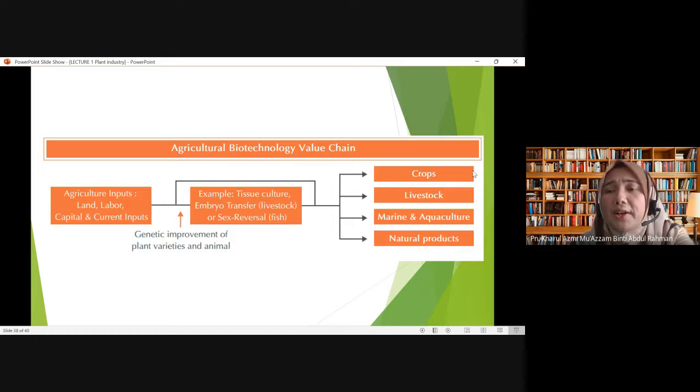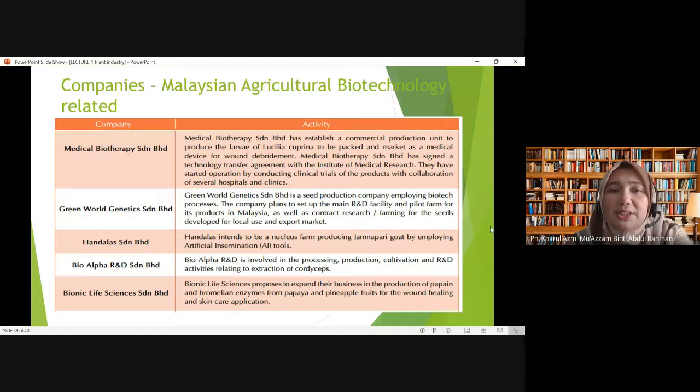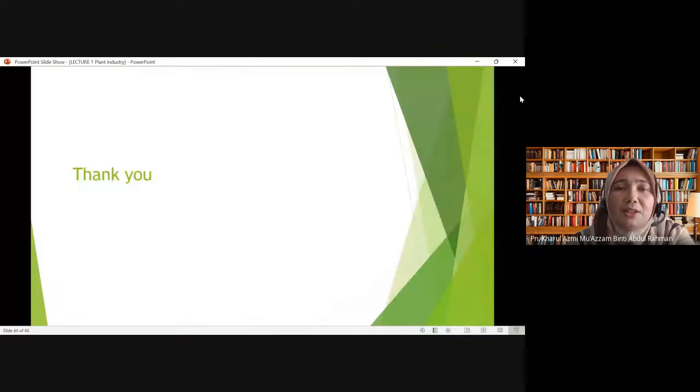So this field can be used biotechnology to improve the yield. Ya, kita boleh gunakan dalam bidang-bidang ini untuk meningkatkan hasil dia. Okay, so let's take a look on the companies in Malaysian agricultural biotechnology related. Ya, kat Malaysia ni ada juga company yang dia menjalankan aktiviti yang berkaitan dengan agricultural biotechnology. For example, we have the medical biotherapy, green world genetics, handlers and so on. You can just Google. So this is just a few companies that are doing the operation in regards to the agricultural biotechnology. Okay, that's all for today's lecture.